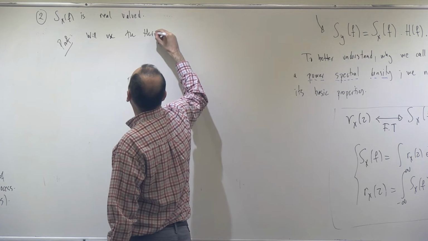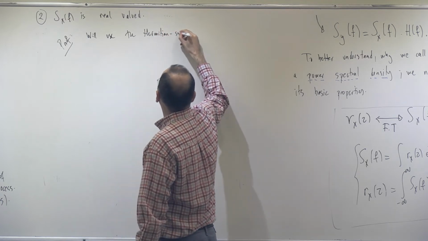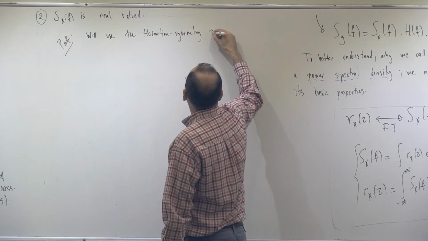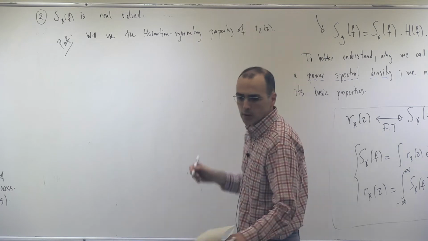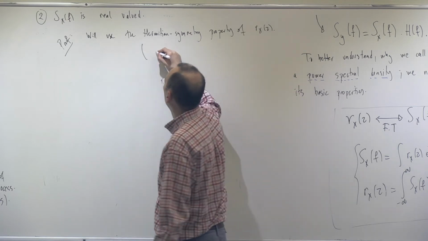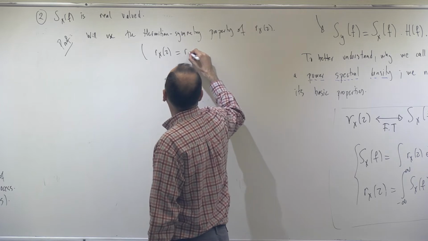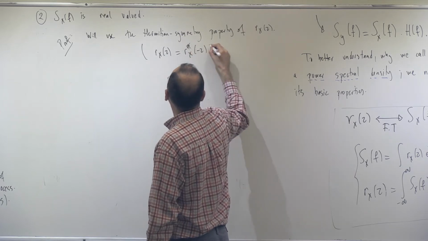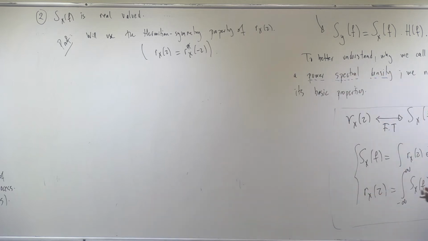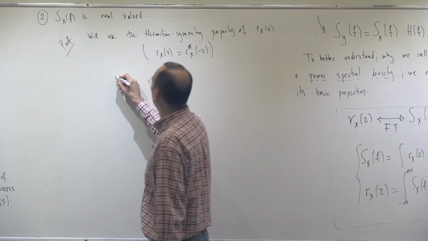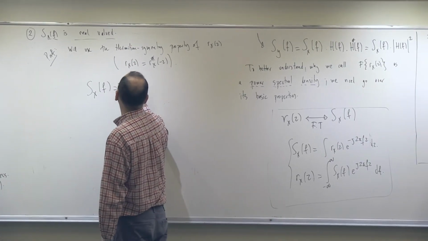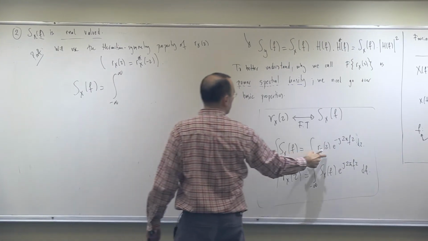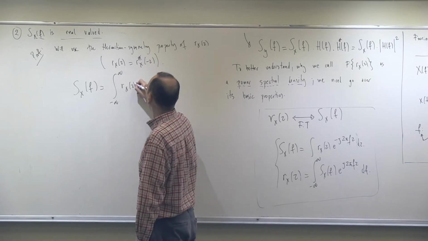the Hermitian symmetry property of Rx, the autocorrelation function. So what was that? Let's remember. Rx of tau is equal to Rx of minus tau conjugate. Okay, that was this one. Now how can I use this? Let me write the definition for power spectral density. So I'm trying to show that it is real valued. It is this: Fourier transform of this.